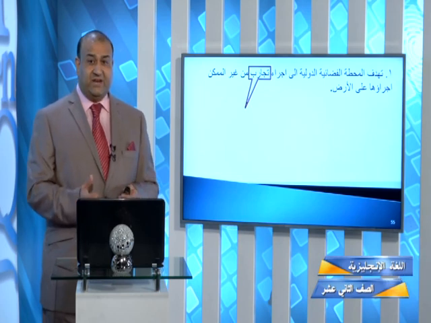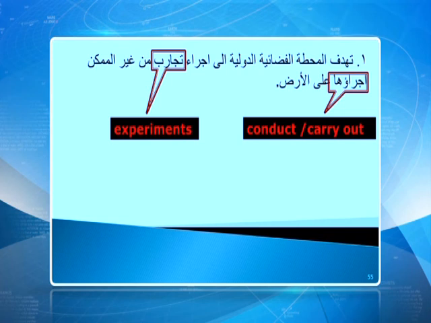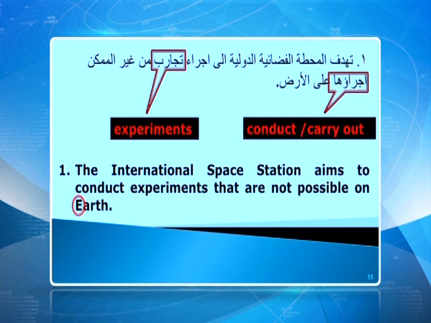The first sentence: تهدف المحطة الفضائية الدولية إلى إجراء تجارب من غير الممكن إجراؤها على الأرض. Okay? Now, in order to avoid word-by-word translation, I advise my students to get some words in isolation and try to translate them, taking into consideration the context of the sentence. For example, I'd like to talk about تجارب. تجارب is not التجربة الحياتية, okay? It's not experience. I'm talking about تجارب مخبرية, which are experiments. إجراؤها, okay? It could be to conduct or to carry out an experiment. So my translation is this.